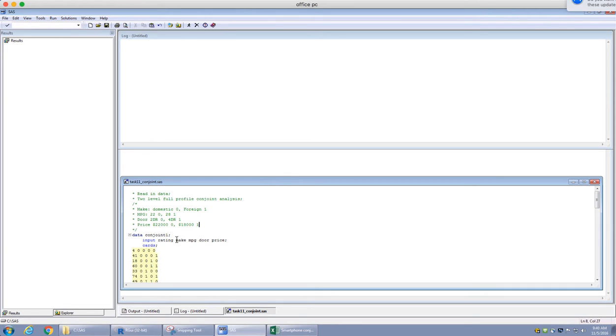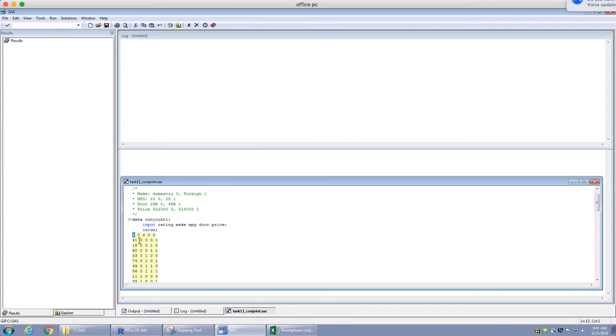As you know, the full profile conjoint analysis uses the rating as the dependent variable. So I'm going to input my data here. For a given attribute combination, the consumers give a rating of their preference. So in this case, for 000, which means a domestic car that has 22 miles per gallon, two doors, and costs 22,000, the preference score is 4.